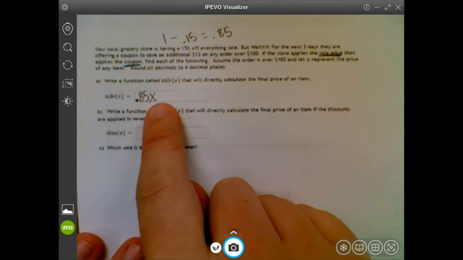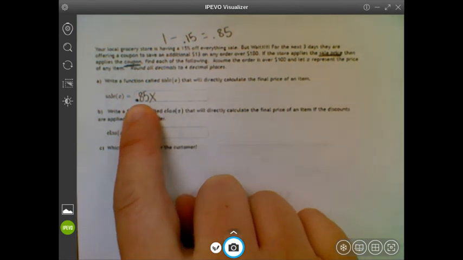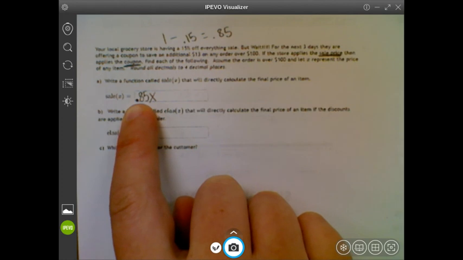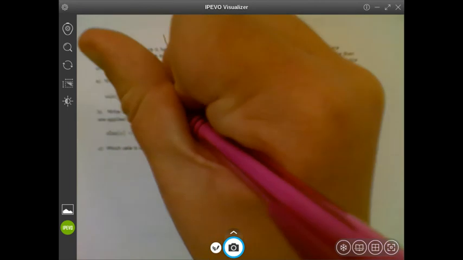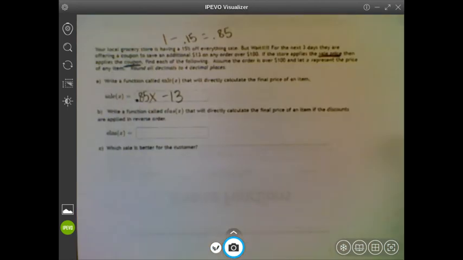So once you take your price and multiply it by 85% to figure out how much it's still going to cost you, that will take off the 15% and give you how much is left over. They're also going to take off $13. So they would just subtract $13 from that price.